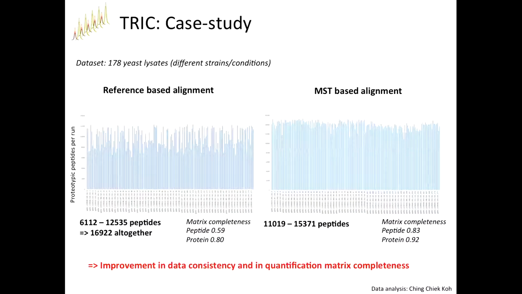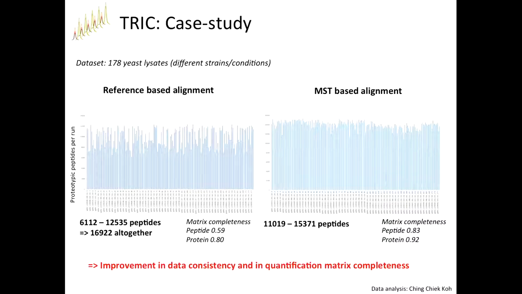So what this means for your data and in terms of data completeness is that you can basically have a much more complete data matrix once you use this alignment. And here this was based on a data set from 178 yeast lysates. And here you can see the number of detected proteotypic peptides per run. And there's quite a lot of variation across all of these runs. And the matrix completeness is at roughly 60% or 80% on peptide and protein level respectively.